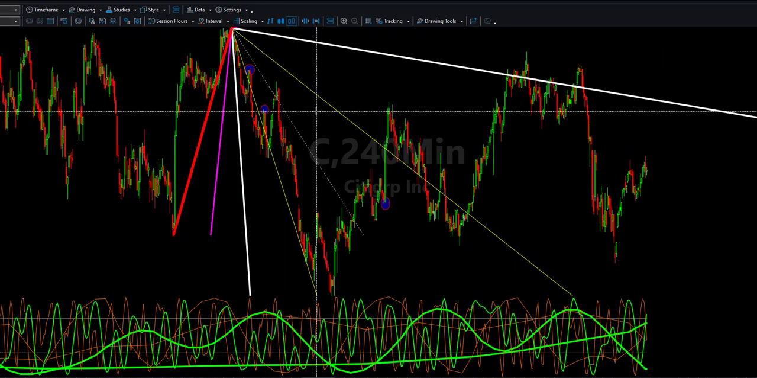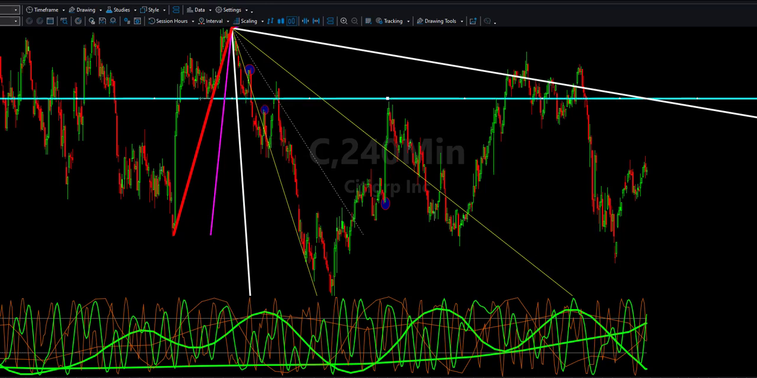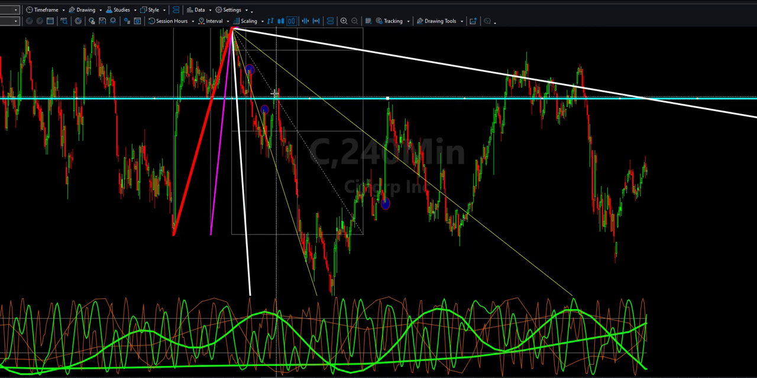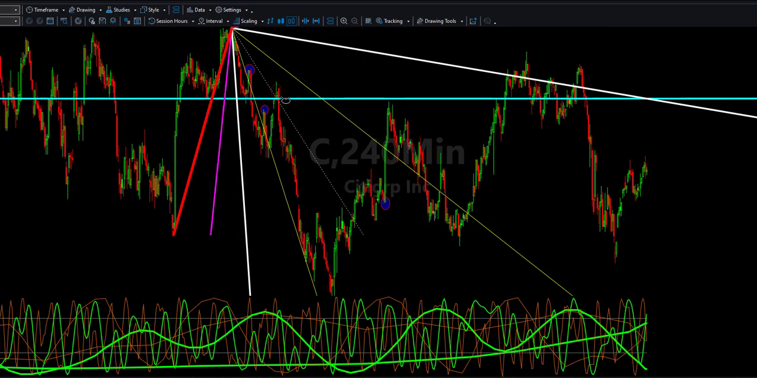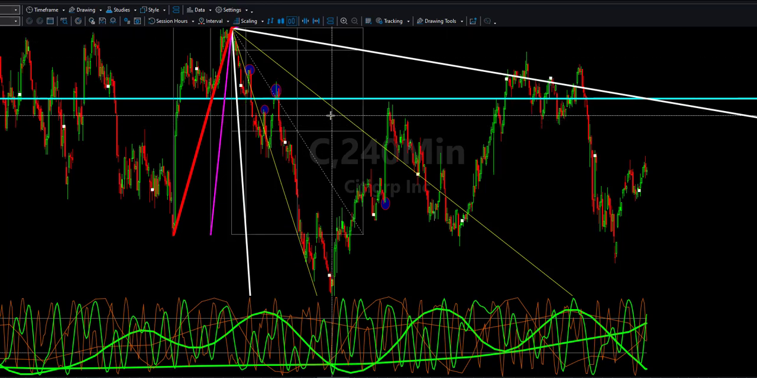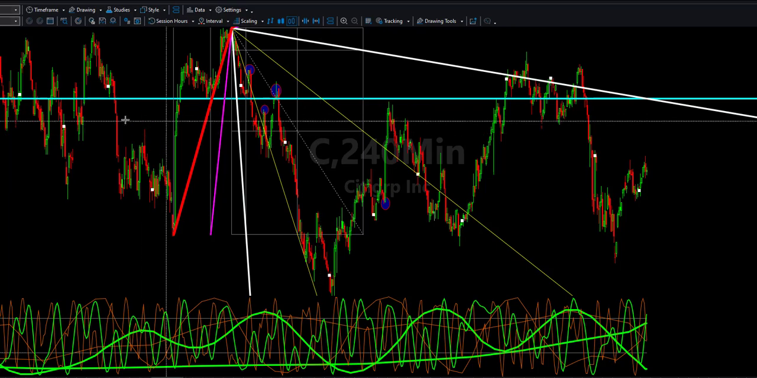The horizontal line, we are not going to change this. Let's go with this one and see what we get. So the first intersection comes here. Let's get that going. And this is a 4-hour chart, remember that? Next one comes here.